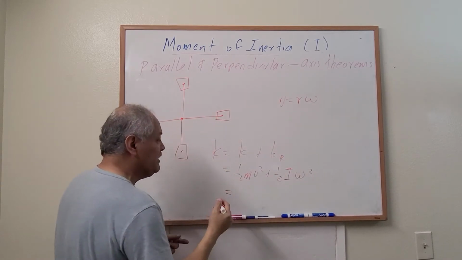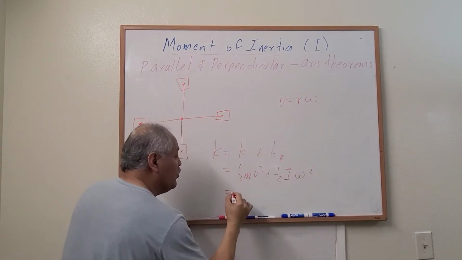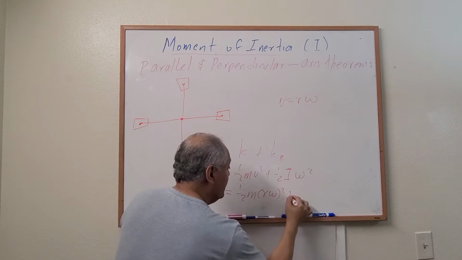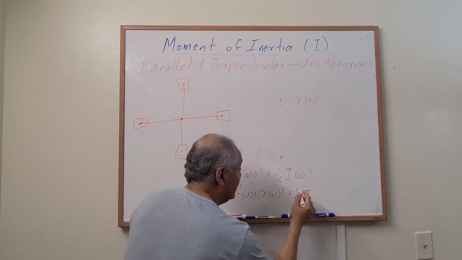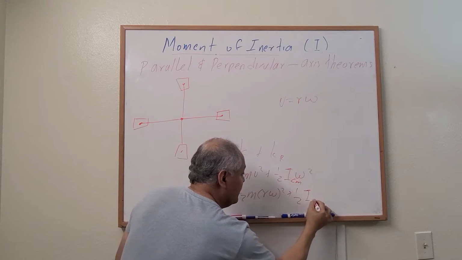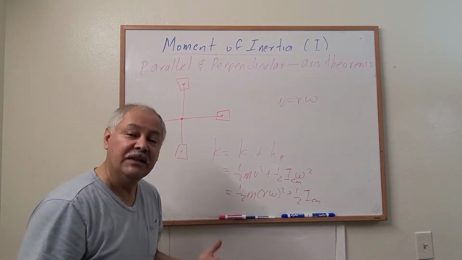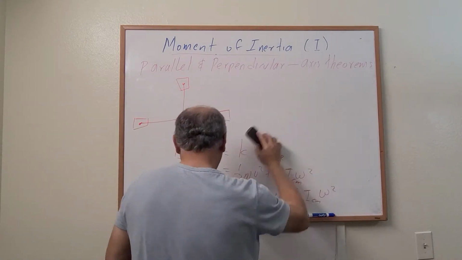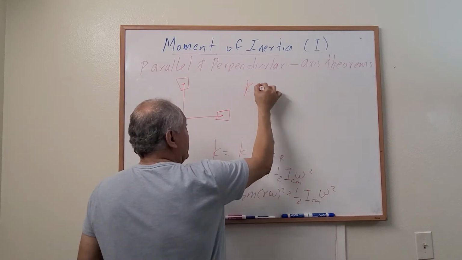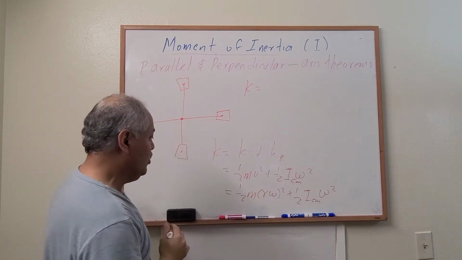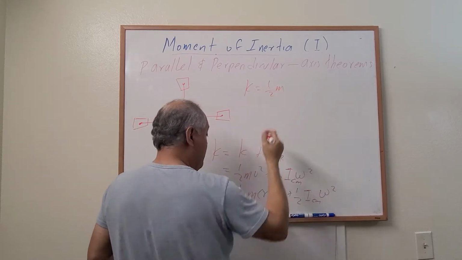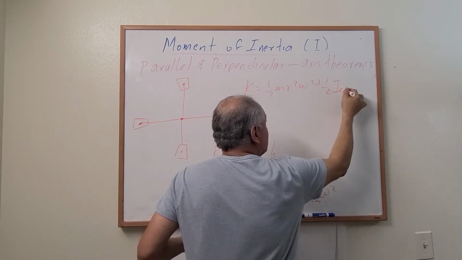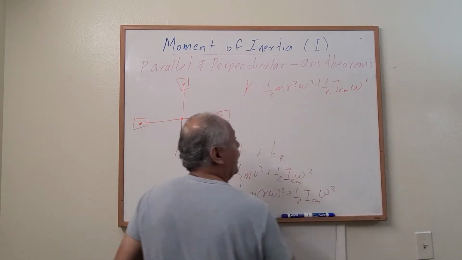When we substitute this value right here, what do we have? 1/2 m times (r omega) squared, plus 1/2 moment of inertia about the central mass, which we just calculated in the previous video, times omega squared. Okay, great. Now, from here we have that this total energy is equal to 1/2 m r squared omega squared plus 1/2 moment of inertia cm omega squared.